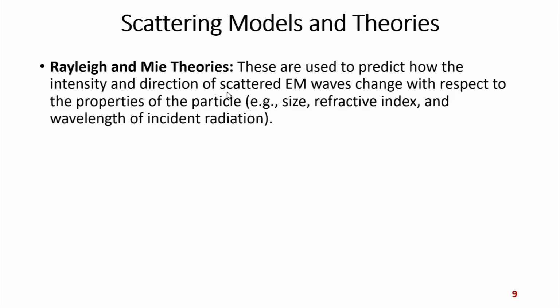These two are used to predict how the intensity and the direction of the scattered EM waves change with respect to the properties of the particle. So, this is very important. If you want to analyze how the scattering happens, then you need the mathematical, that is the electromagnetic, modeling. The properties used in the model are the size, the refractive index and the wavelength of the incident radiation.